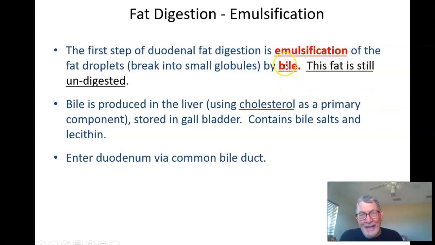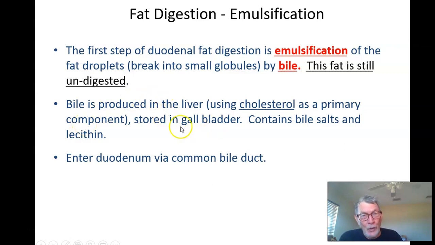Bile has a fat-loving side and a water-loving side. The fat-loving side sticks onto the little fat droplet, and the water-loving side allows it to stay in suspension so it can float around in there and get digested. Remember, bile is produced in the liver. Cholesterol is the primary component of bile.